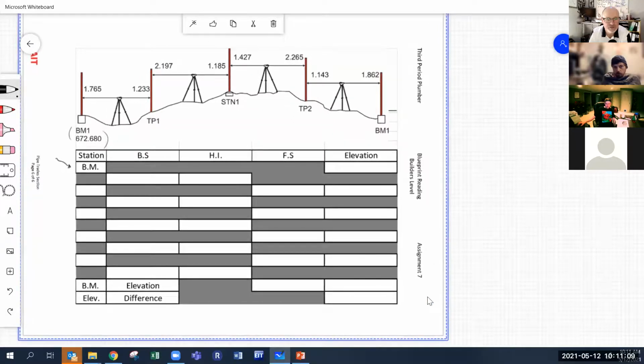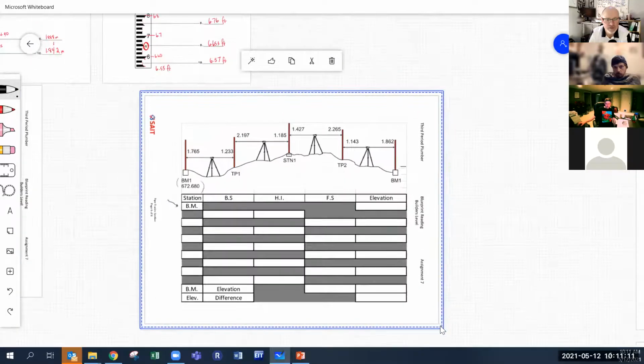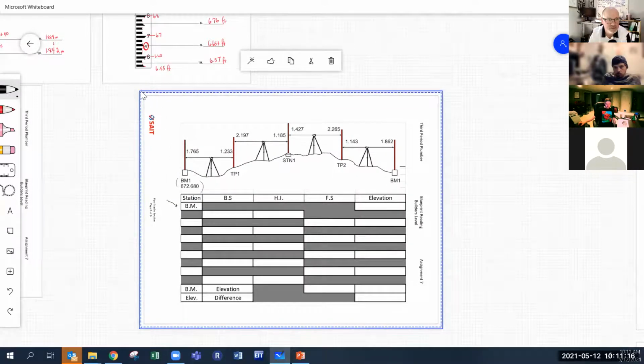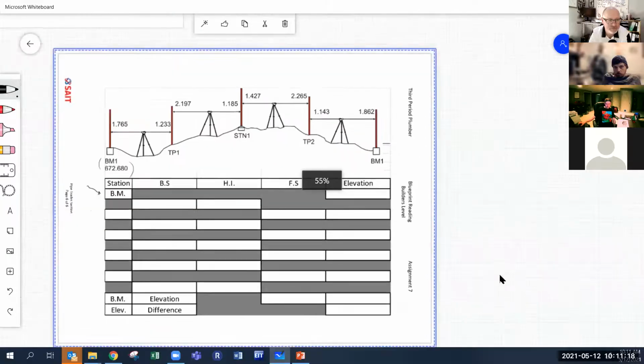We're going to have to, hang on. I need to shrink it. No, that's the way it is.